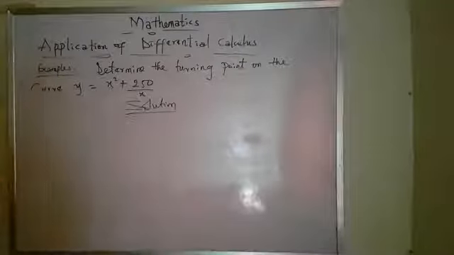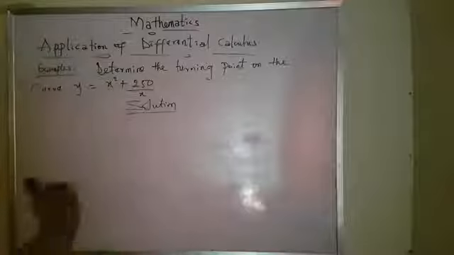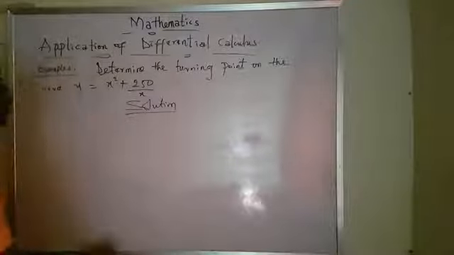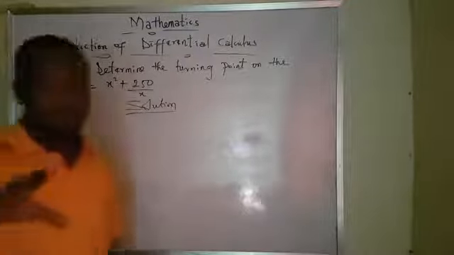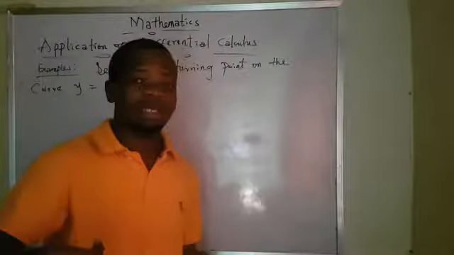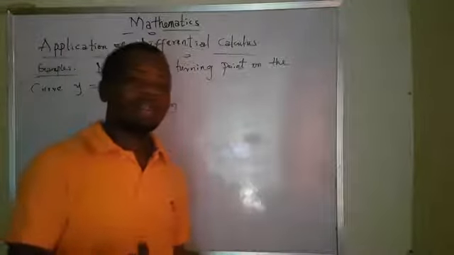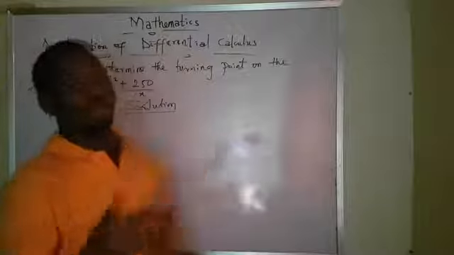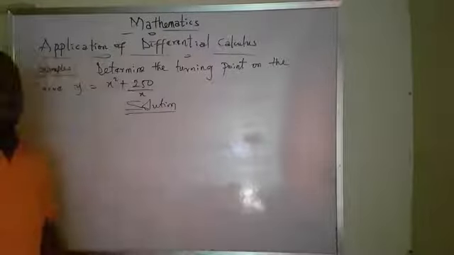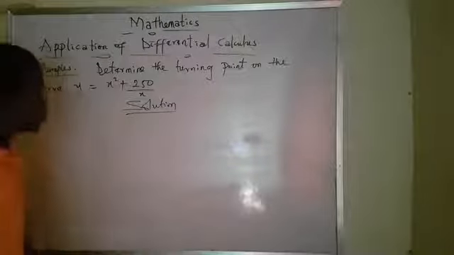Actually, our turning point is part of the applications of differential calculus. At turning point, you are also to find the dy dx, which means you are getting the slope. But after getting the slope, at that turning point, your slope will now be equal to 0. Simple. So here we go now.